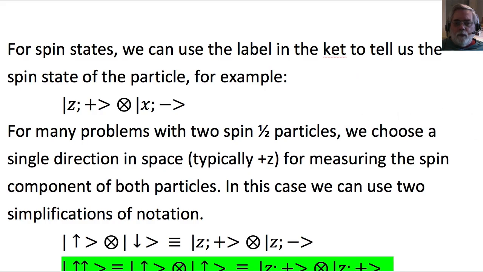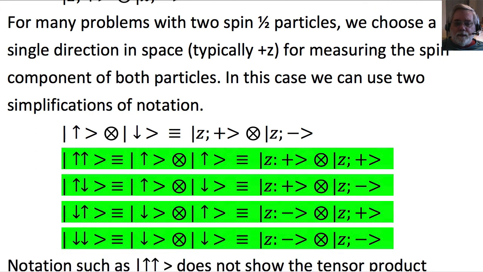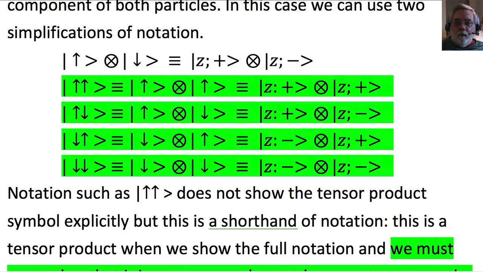For many problems with two spin 1/2 particles, we'll choose a single direction in space, typically plus Z, for measuring the spin component of both particles. We don't have to do this, but often it will be convenient to do this. In this case, we can use two simplifications of notation. If we're implicitly using the Z direction for our measurements of spin, then instead of writing Z semicolon plus, we can just write up arrow. We could write plus, but I'm going to use up arrow. And instead of writing Z semicolon minus, I will write down arrow.